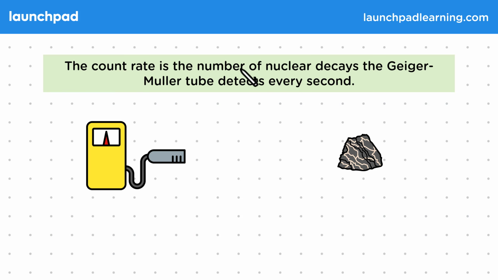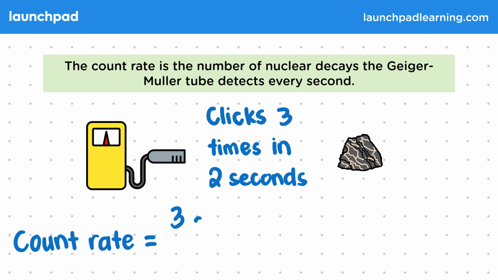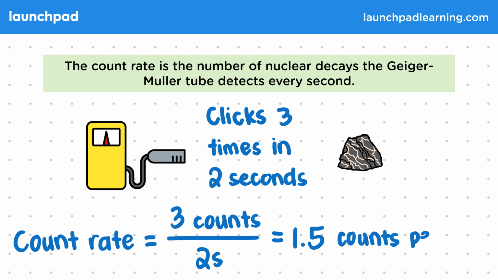Well, the count rate is the number of nuclear decays the Geiger Müller tube detects every second. So for example, if the tube clicks 3 times in 2 seconds, we can work out the count rate by dividing 3 counts by 2 seconds to give us a count rate of 1.5 counts per second. And longer periods of counting can lead to more accurate count rates. So is the count rate the same as the activity?